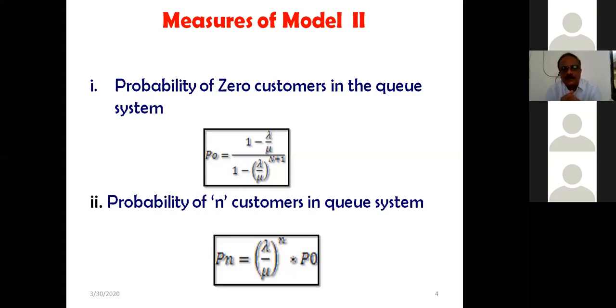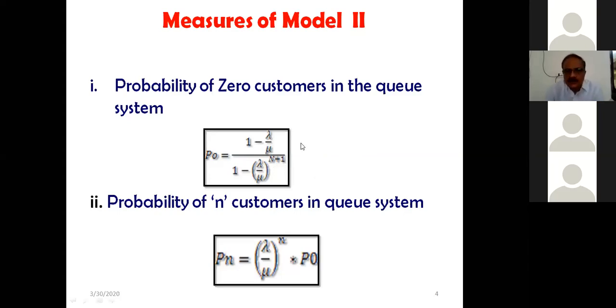This indicates that there is no customer in the system. In other words, the system is empty. The queue is empty, the system is empty, and that emptiness we can calculate by P0 equals 1 minus lambda by mu divided by 1 minus lambda by mu to the power N plus 1. Remember that it is N plus 1.